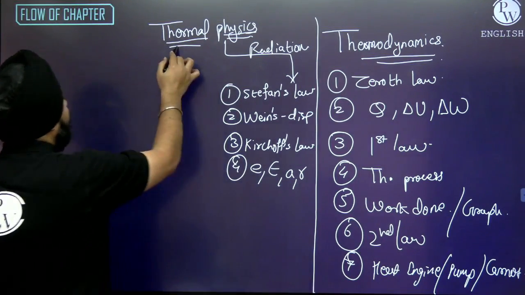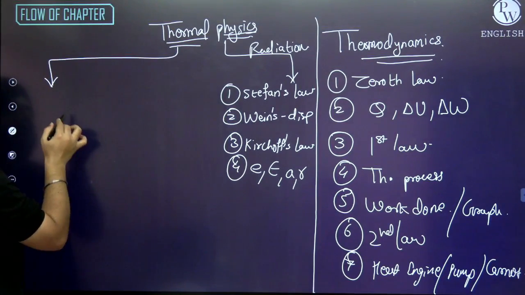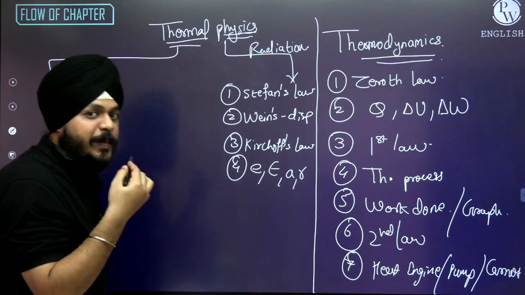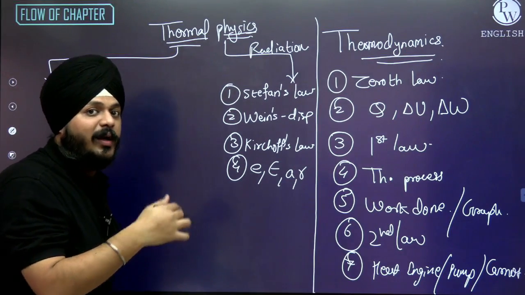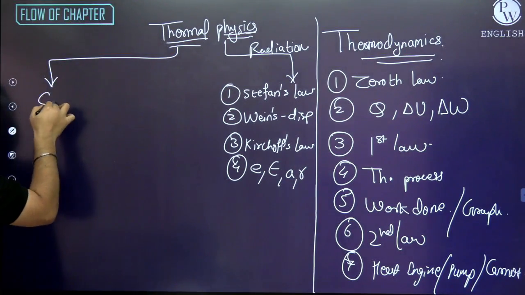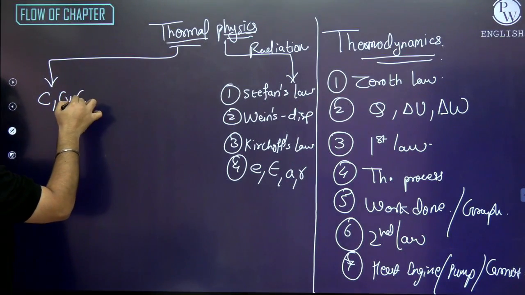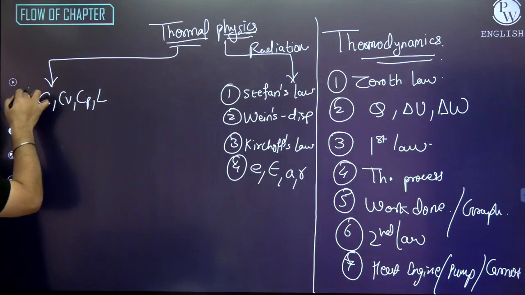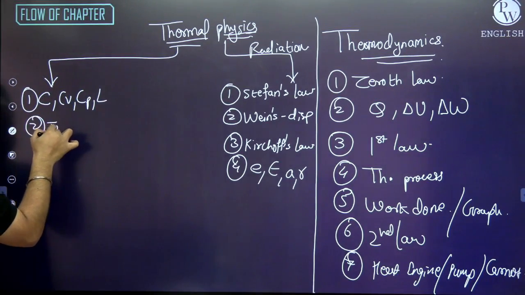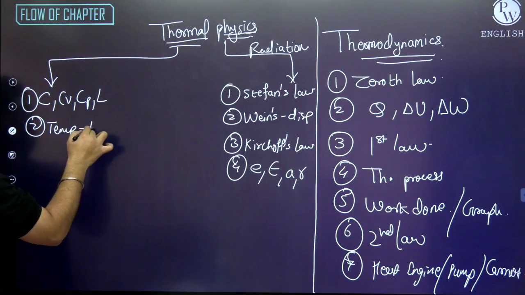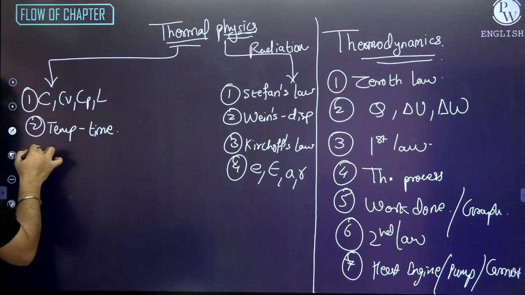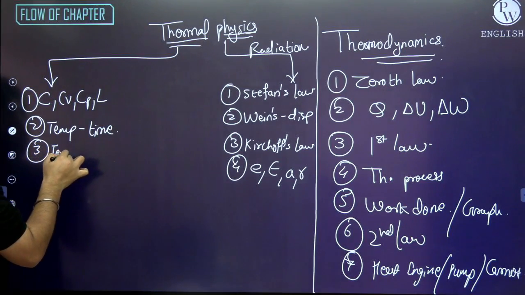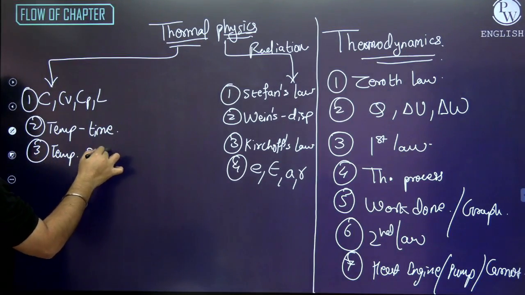Now, the other part of thermal physics completely moves on to what? The specific heat, latent heat, and heat supply. We used to deal with C, CV, CP, and what is latent heat. That's the temperature versus time graph. Temperature scales we used to see as well.